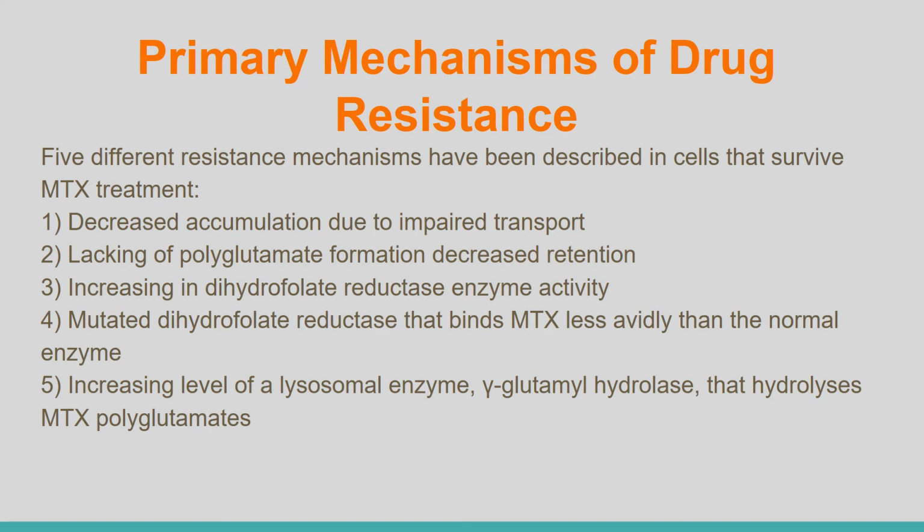Primary mechanisms of drug resistance. We've found 5 different resistance mechanisms that have been described in cells that survive methotrexate treatment. Number 1, decreased accumulation due to impaired transport. Number 2, lack of polyglutamate formation, decreased retention. Number 3, increase in dihydrofolate reductase enzyme activity. Number 4, mutated dihydrofolate reductase that binds to methotrexate less avidly than the normal enzyme. And number 5, increased level of a lysosomal enzyme, gamma-glutamyl hydrolase, that hydrolyzes methotrexate polyglutamates.